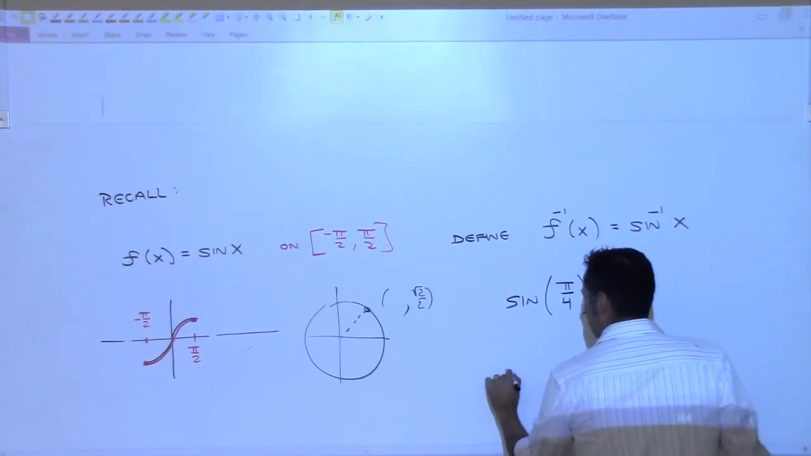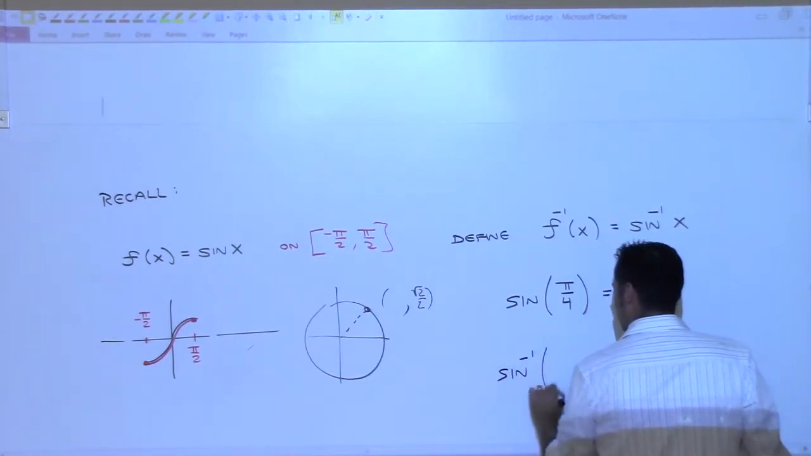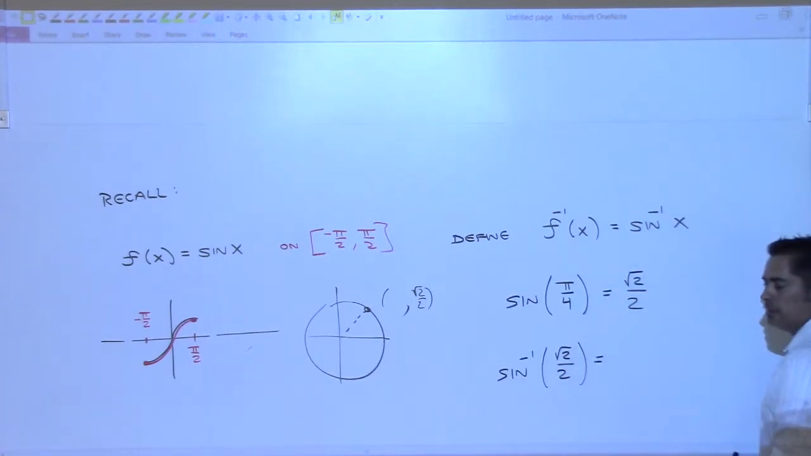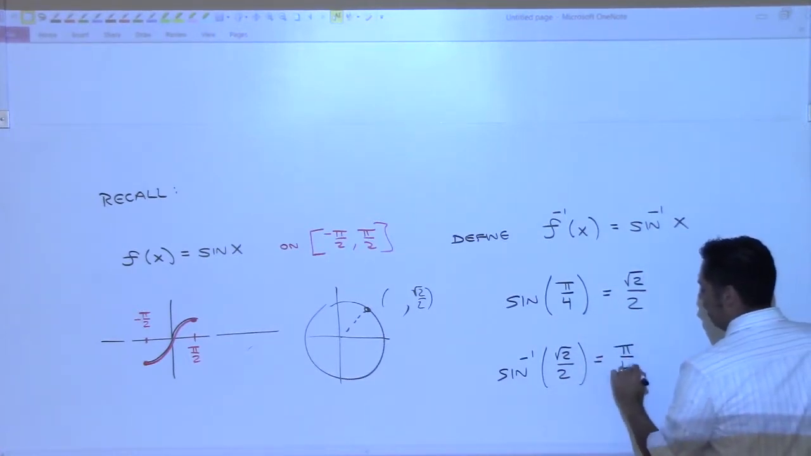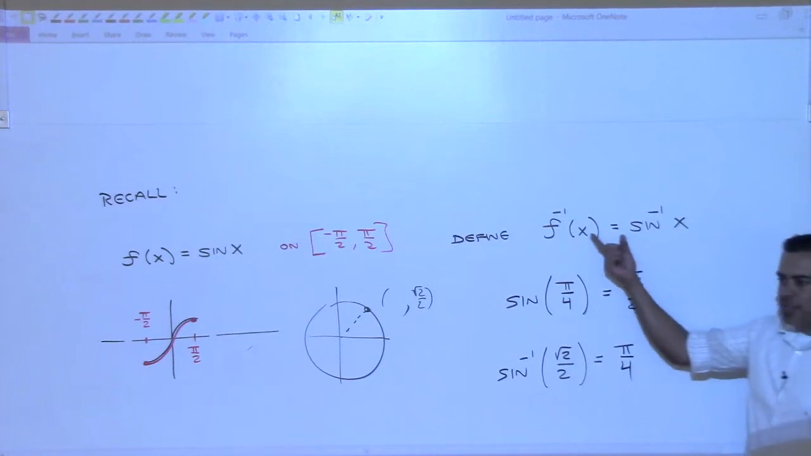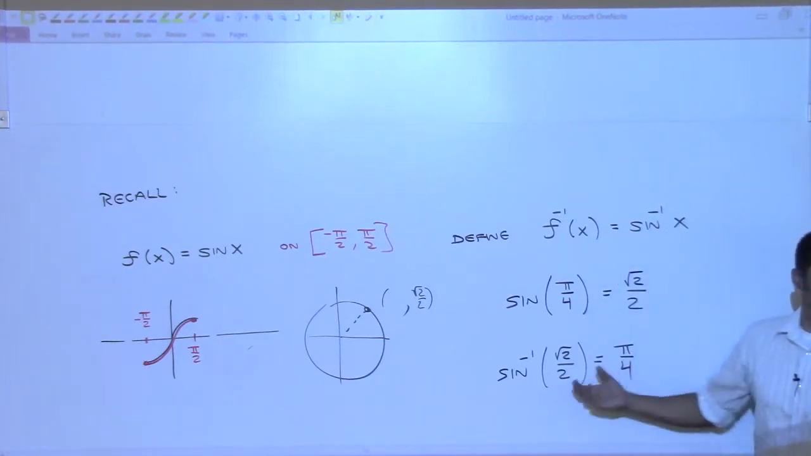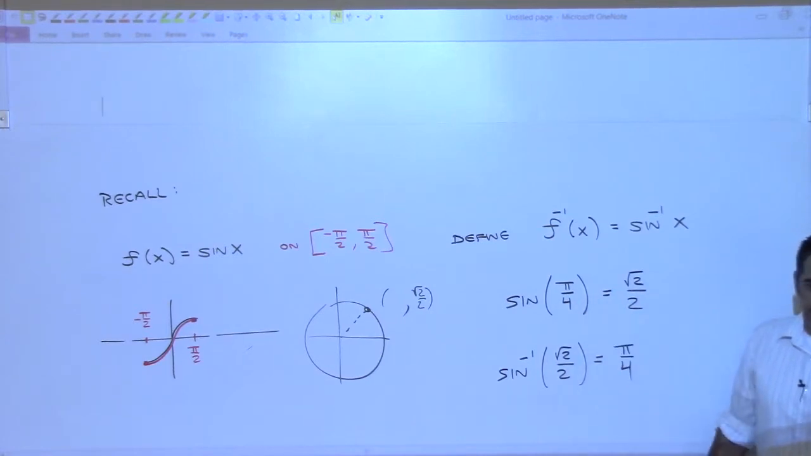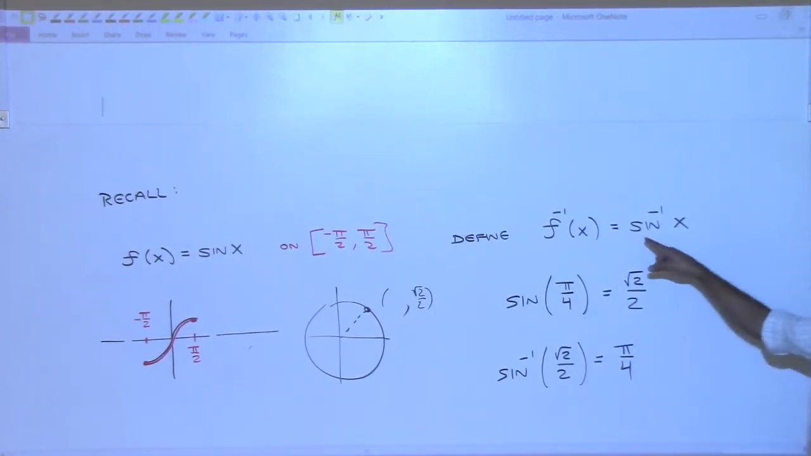Now, if I ask you what is arcsine of root 2 over 2, your answer will be pi over 4, right? So the inverse sine function undoes the sine function. It takes this thing back to where it came from, right? Does that all look kind of familiar to you? All right.